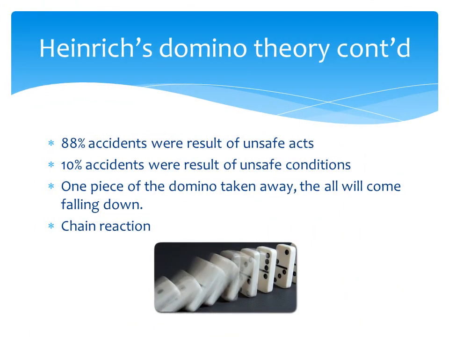Heinrich believed that 88% of accidents were as a result of unsafe acts, and only 10% were as a result of unsafe conditions. These figures are astonishing, am I correct? 88% of accidents were as a result of unsafe acts, and only 10% as a result of the unsafe working conditions. Heinrich believed that the causes of accidents were like dominoes. If one piece of the domino is taken away, what happens? Then everything else will come falling down. It's like a chain reaction.